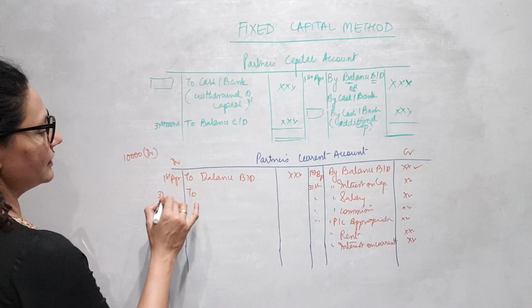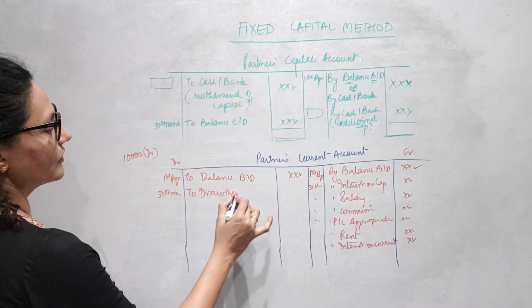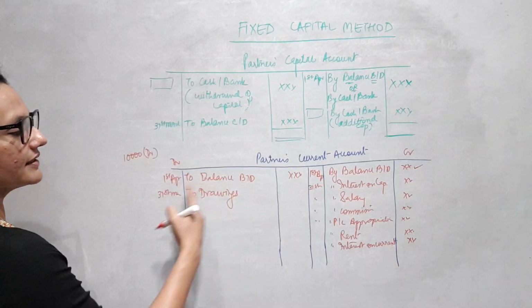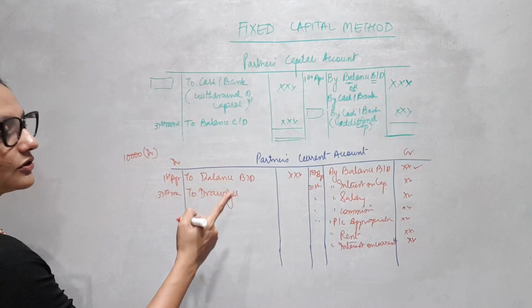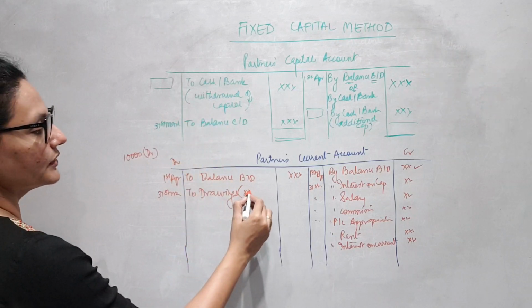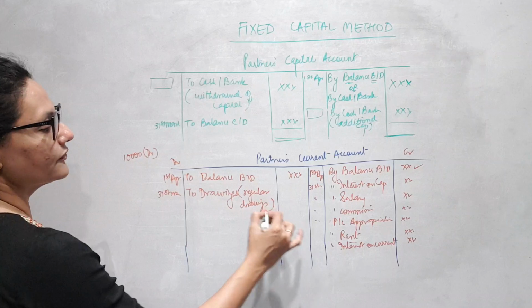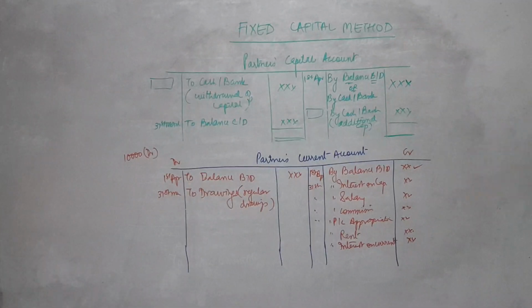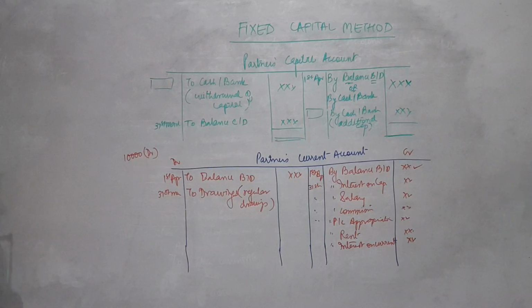Drawings. On the closing date, we will debit to the current account all drawings and close. This will be the journal entry to close the drawings account of the partner. Drawings account relates to regular drawings. So you can also keep a note of it for your understanding. This is for regular drawings and not withdrawal of capital. Withdrawal of capital will not come here, it will go to the capital account in this method.